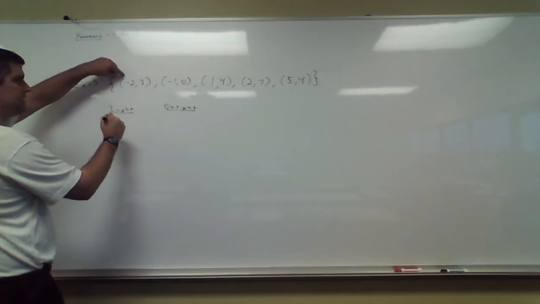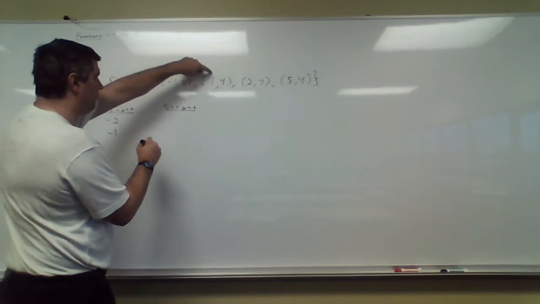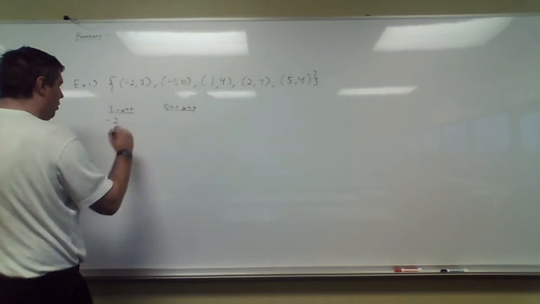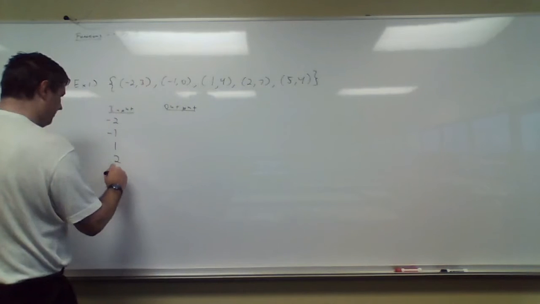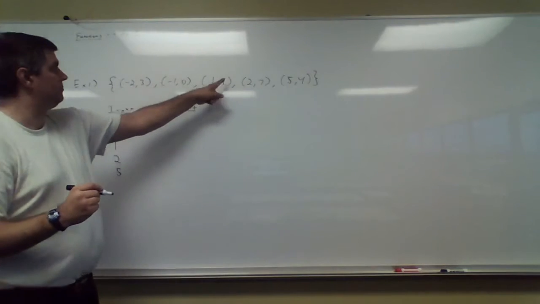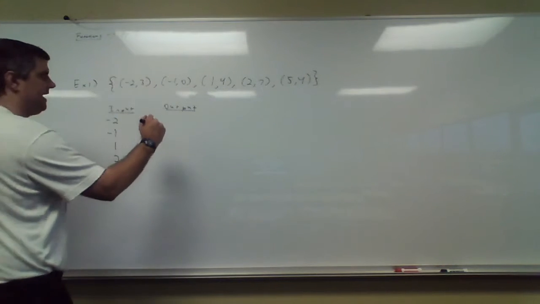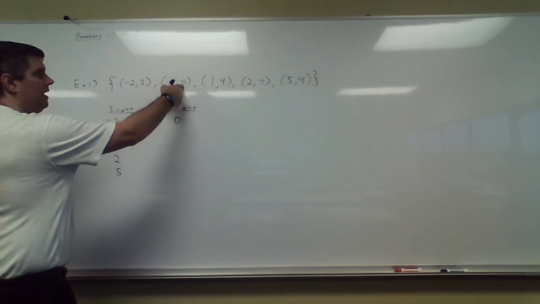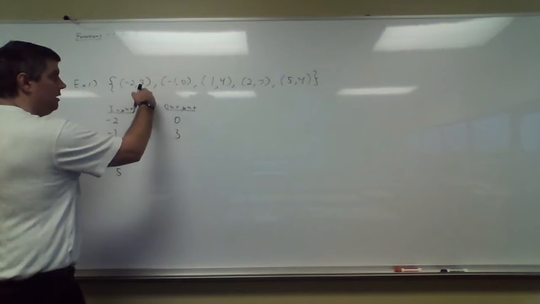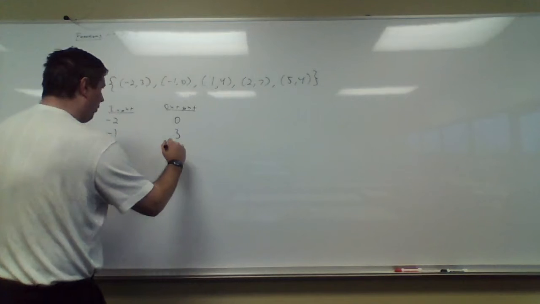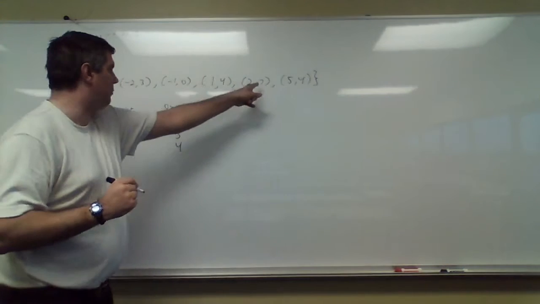So the lowest input variable I see is -2. The first coordinates are the input variables. So -2, -1, 1, 2, and 5. Okay? We also have the lowest output variable I see, which is 0. And then we have 3. Then 4. Okay, I'll write 4 only once. And then we have 7.